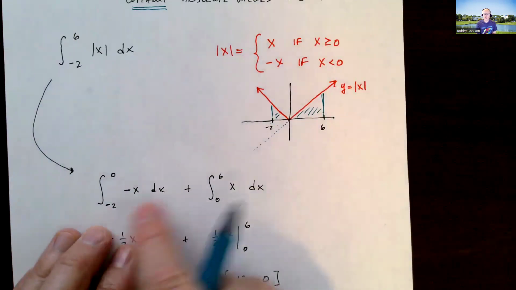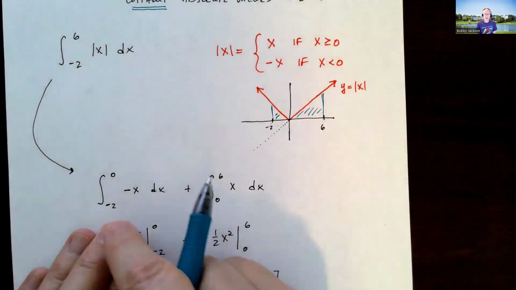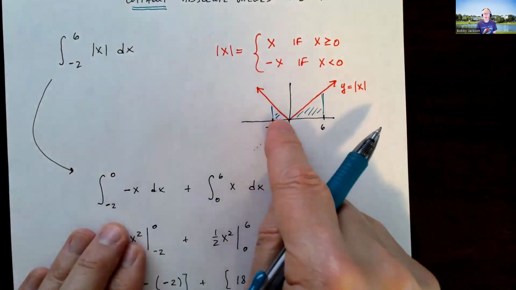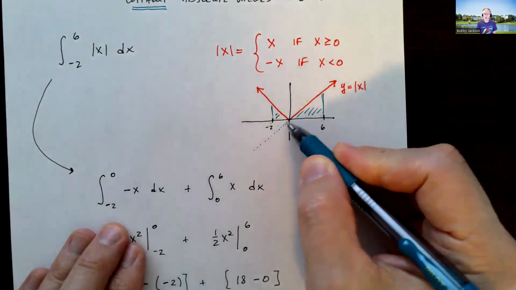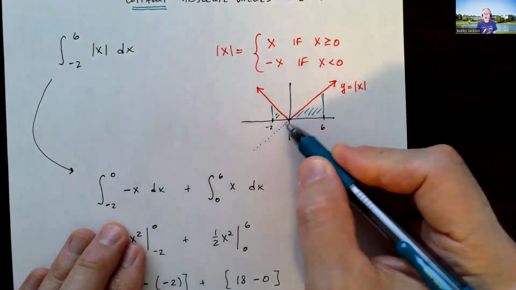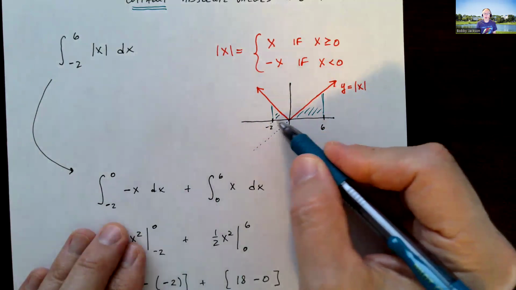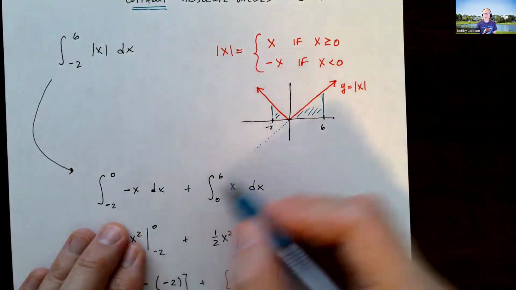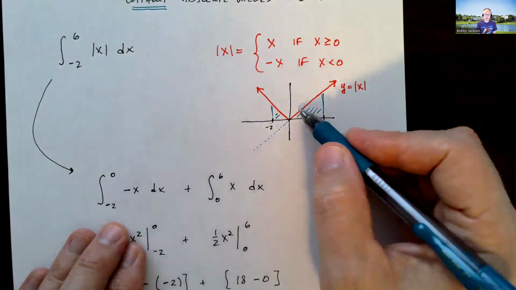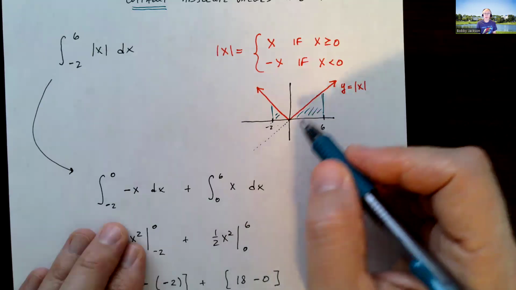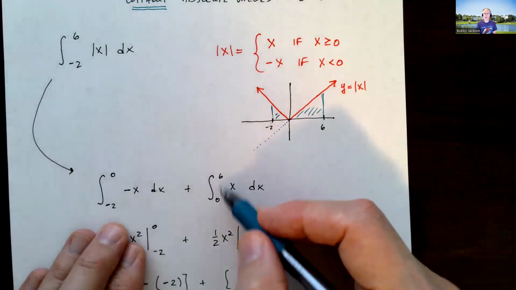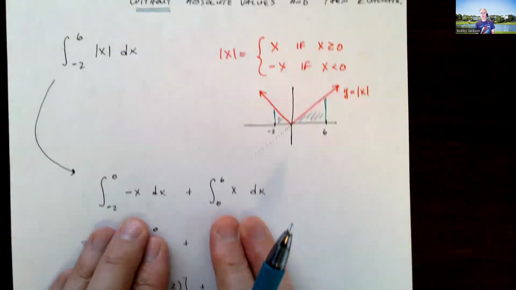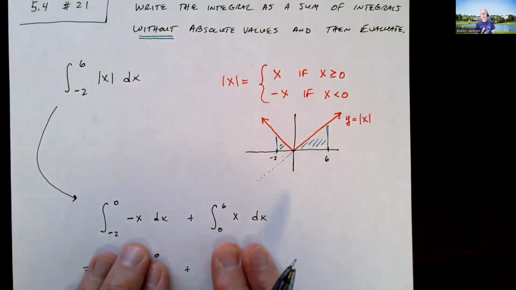What are we going to integrate? -x, because the values of x are less than 0, so that we're actually integrating under this curve, not here. If we just integrate x, we would be accumulating negative area. And then we're going to go from 0 to 6. Well, that's just going to be integrating x, because that's the same function if x is positive and all our values are positive. So this is the way you have to write it as a sum of two integrals in this case without absolute value.